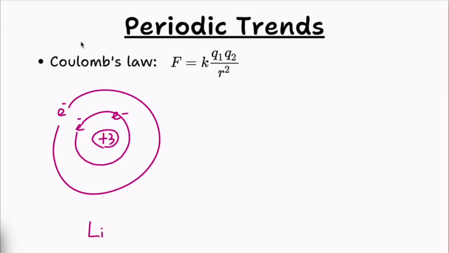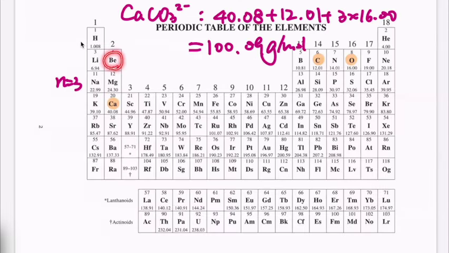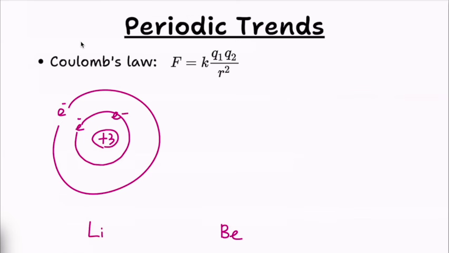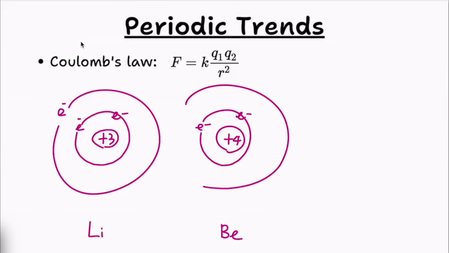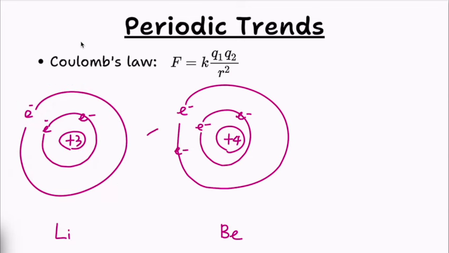So this is lithium. Okay, then what about beryllium? Beryllium actually has one more proton, so it has +4 as the charge of the nucleus, and then it has 2 electrons on the innermost shell, and 2 electrons on the second shell. So this means that the Coulomb's force between the valence shell electrons and the nucleus of lithium is smaller than the Coulomb's force experienced by the valence electrons and nucleus of beryllium. The nucleus attracts the electrons more toward the center, so beryllium will result in a smaller size.